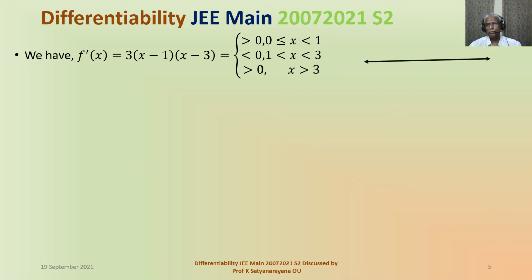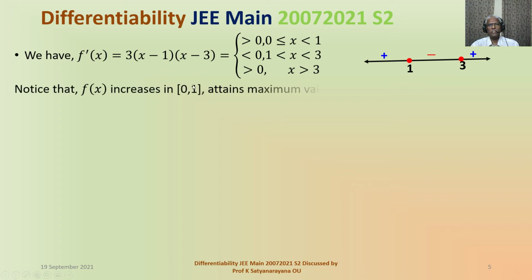It is the same as the pictorial representation also says. So for x less than 1 it is positive, between 1 and 3 it is negative, and for x greater than 3 it is positive. So notice that f of x increases in 0 to 1, attains its maximum value 1 at x equal to 1, and decreases from 1 to 3.